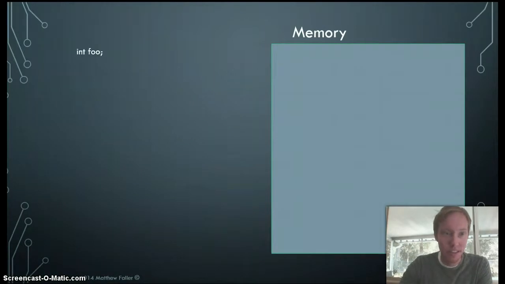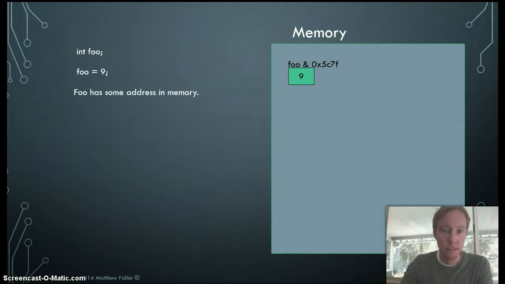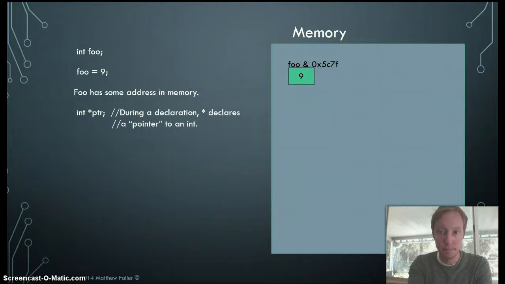So in C, let's say I declare some variable foo. Foo has a memory associated with it, and I can put stuff into foo, of course. So if I want to be able to directly access that memory, I can declare a pointer, which in C we use this little star thing.